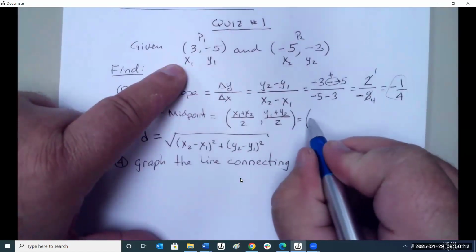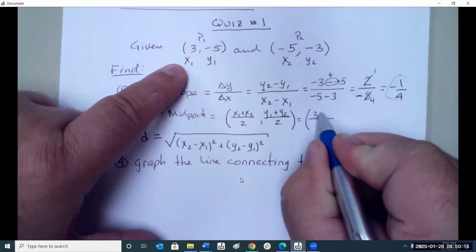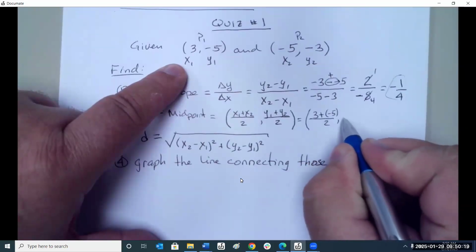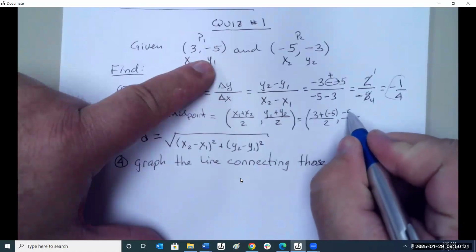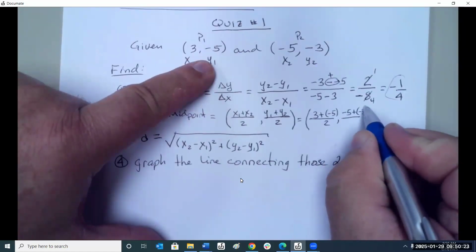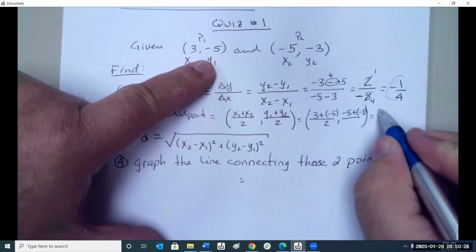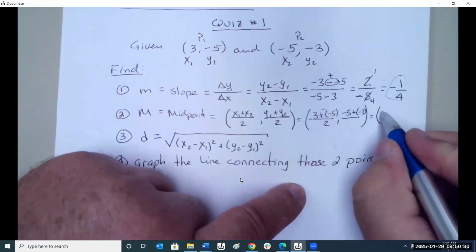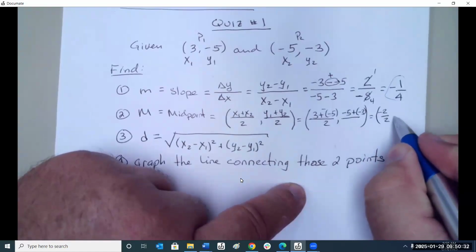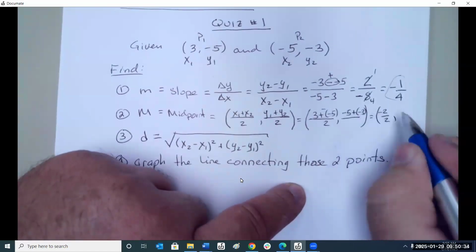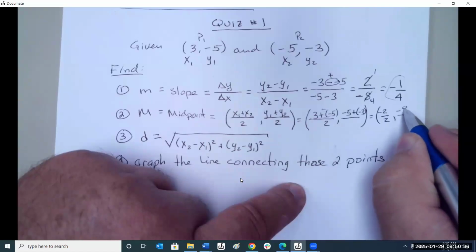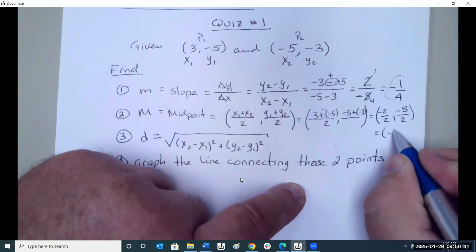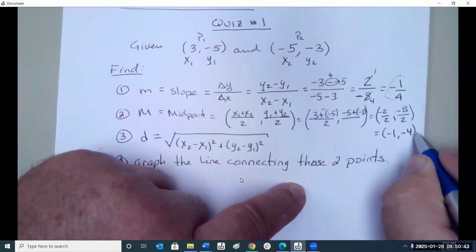X1 plus x2. We have 3 plus -5 over 2. -5 plus -3. So this becomes a minus. So 3 minus 5 is -2 over 2. -5 plus -3, they're both negative, so I add them. So the answer is -1, -4. That's the midpoint.